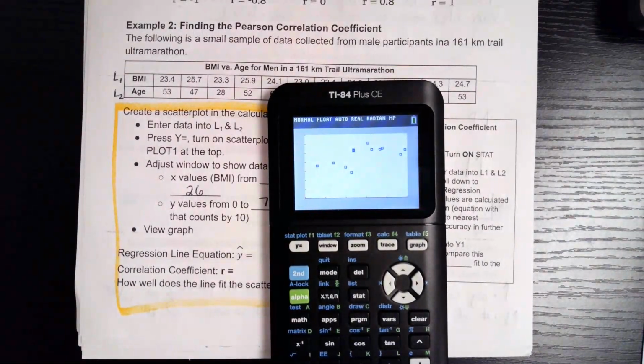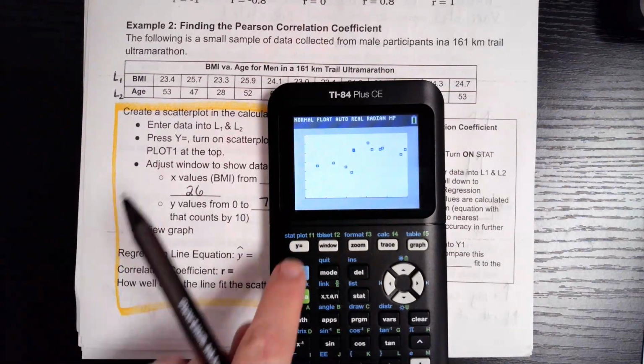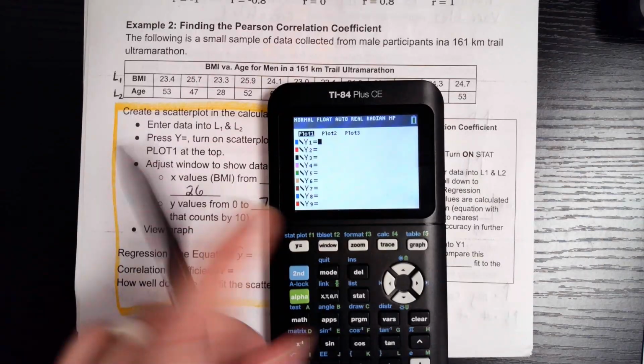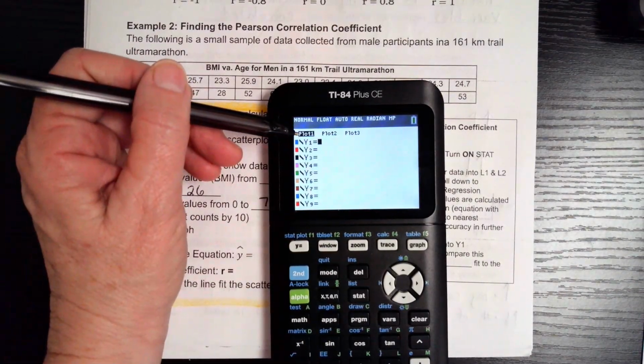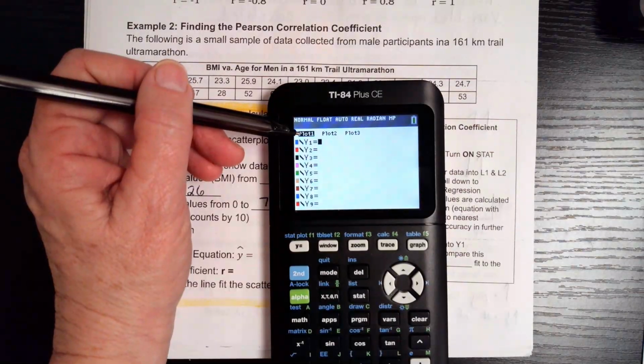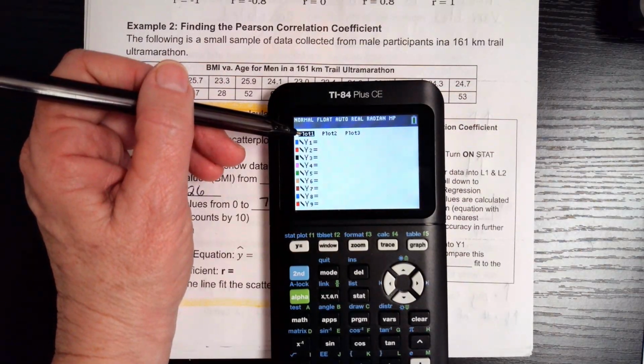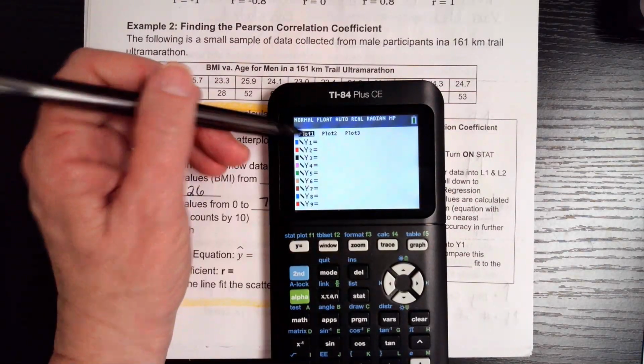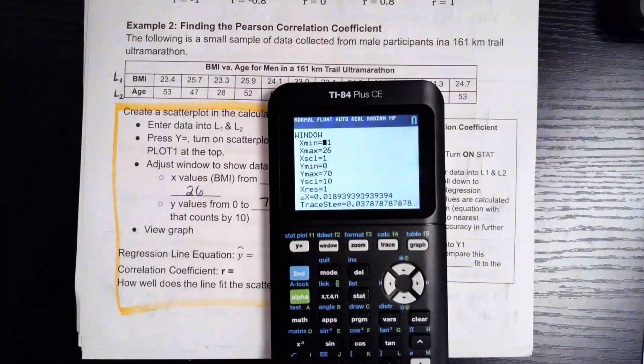I don't see dots on mine. What'd you do? Did you put the plot 1? Okay, go back to your Y equals. Is the plot 1 black if you hit Y equals? Yeah. You have plot 1. Okay. All right, go to your window. Everything's right on that. Did you clear your calculator at some point and get rid of it? There's nothing still there. Okay, there's an answer to this, and I don't know.